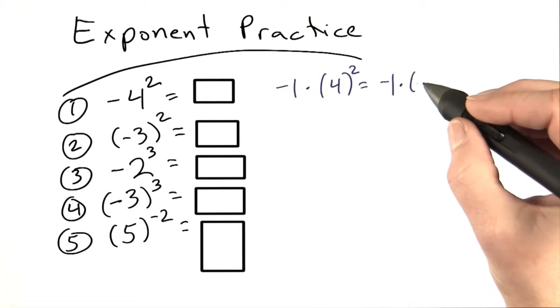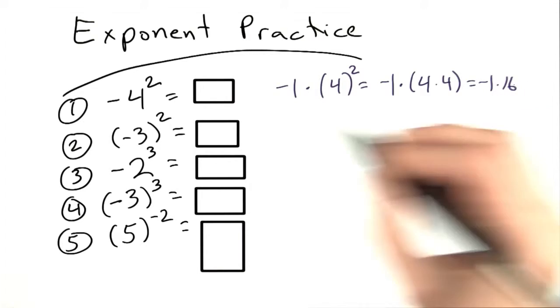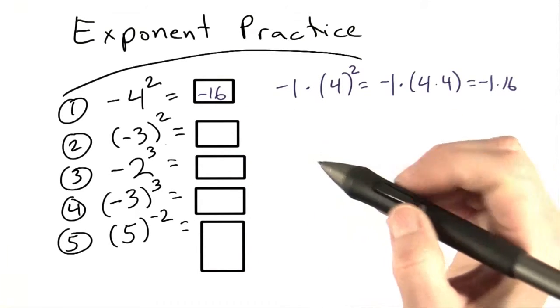And then we have negative 1 times 4 squared. 4 squared, I know, is 4 times 4. 4 times 4 is 16. So I have negative 1 times 16 gives me negative 16. Okay, let's try number 2.